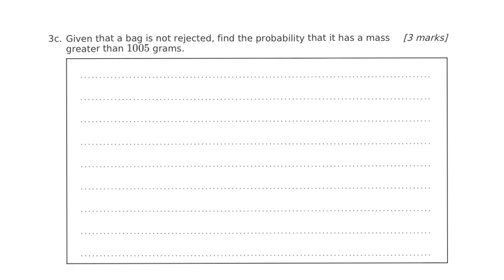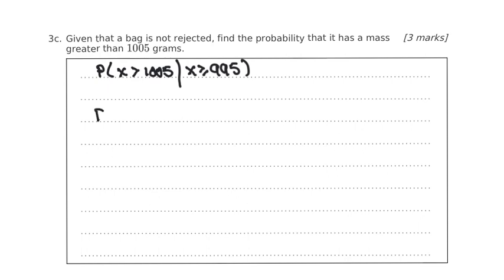3c. Given that a bag is not rejected, find the probability that it has a mass greater than 1005 grams. You must recognize that this is conditional probability. So we want the probability that x is greater than 1005 given that it's not rejected, so that means that x is greater than or equal to 995.